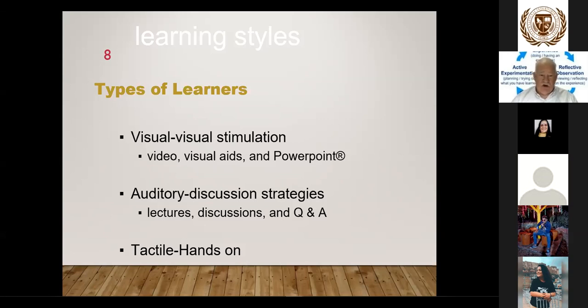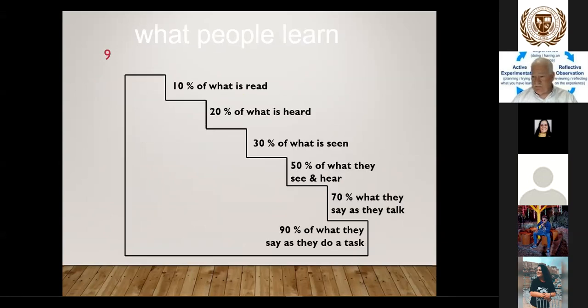The last one, and usually the one that is most ignored in learning styles and learning delivery, is tactile or hands-on. There are a large number of people that learn by doing, and the more you can incorporate that into your learning process, the better. This is a key piece of information that you really want to catch.